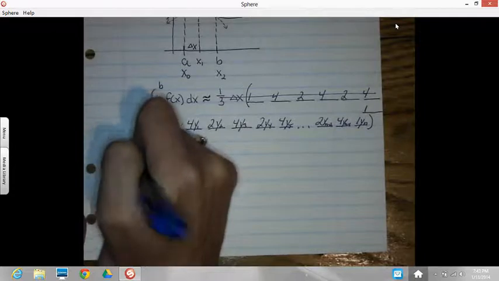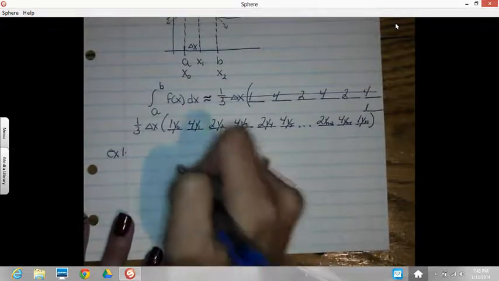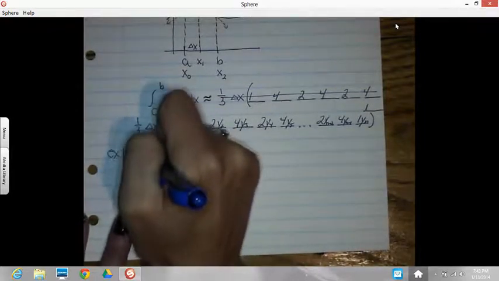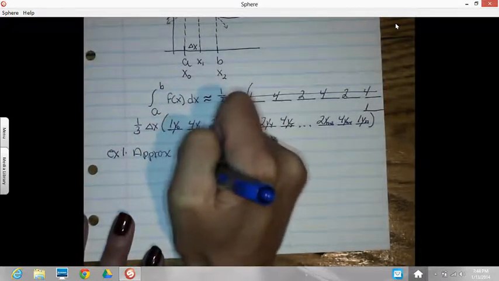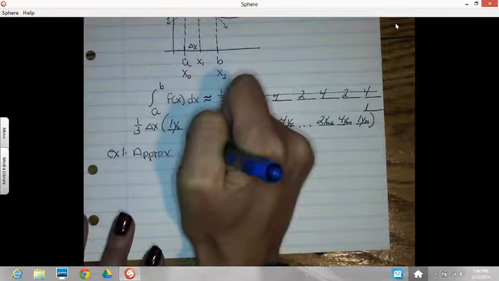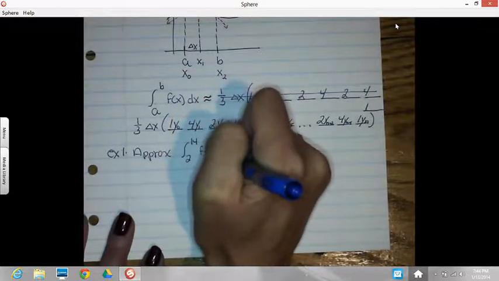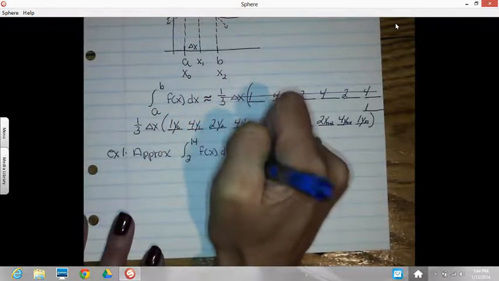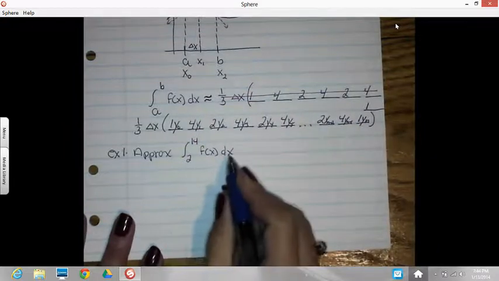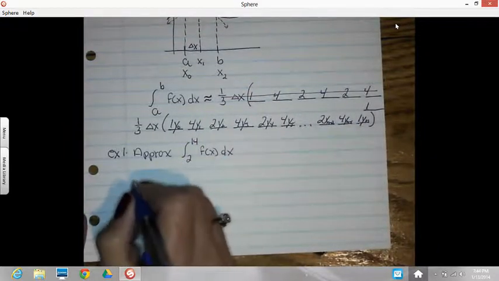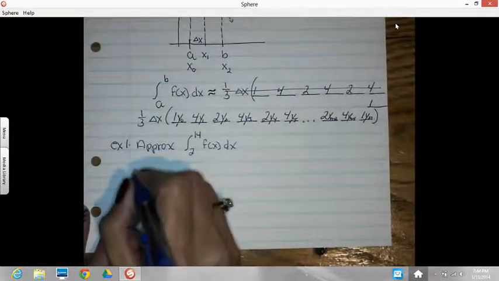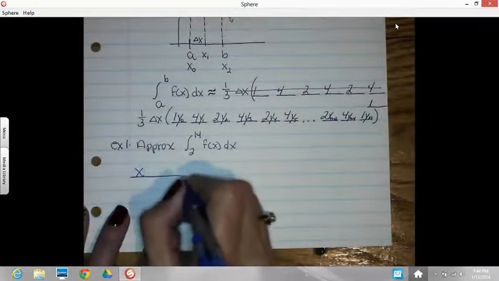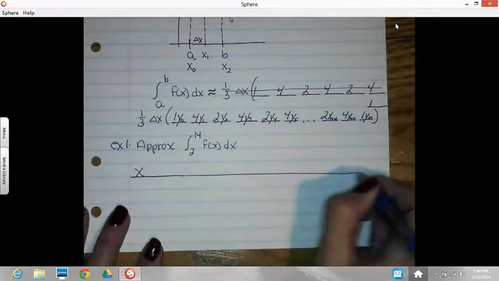Example 1. I want you to approximate the integral from 2 to 14 of f of x dx if all I give you is a table for x and f of x. I'm going to have to make it a horizontal table to fit it on this page. So x and f of x.